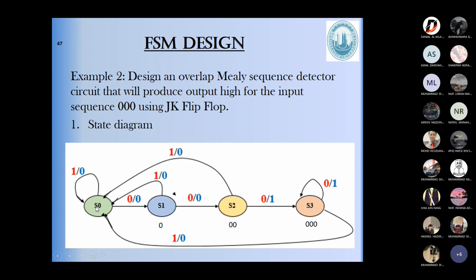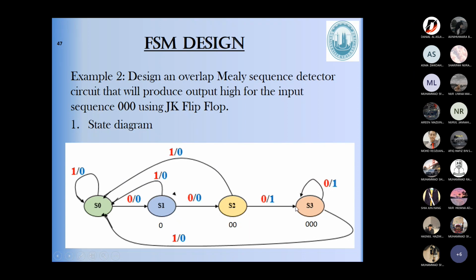Okay, so 000 has already been found. Now we move back to state 0. It has already met 0. Dia tak jumpa 1. So bila jumpa 1, patah balik ke state 0. Dan dia punya output akan jadi 1. State 1 sama, already met 0, haven't met 1, going back to state 0. State 2 pun sama, going back to state 0 kalau jumpa 1.